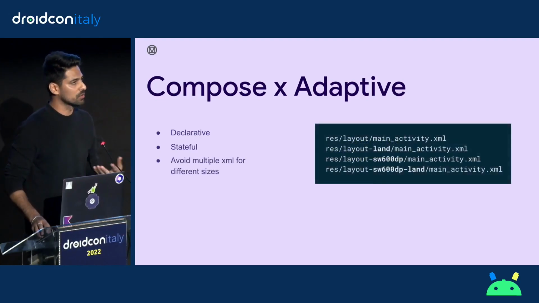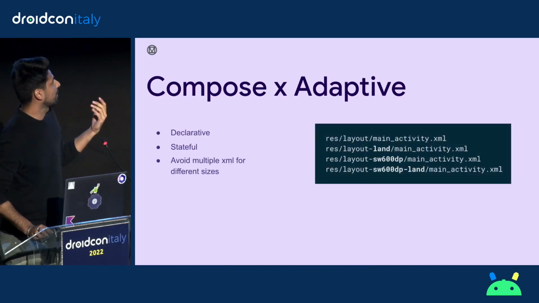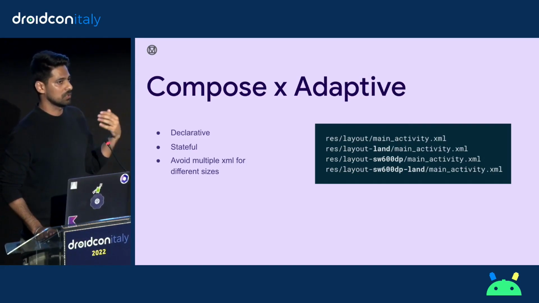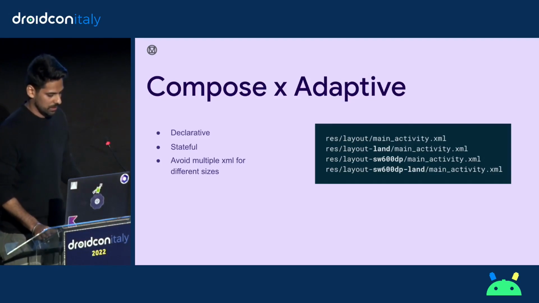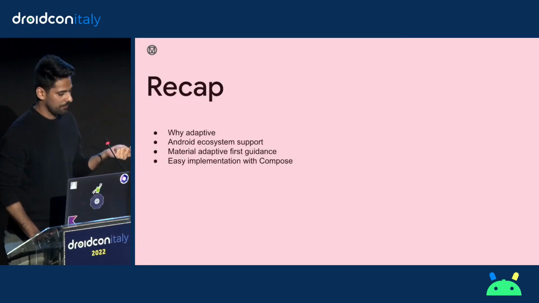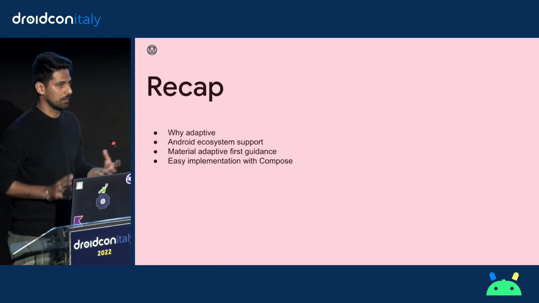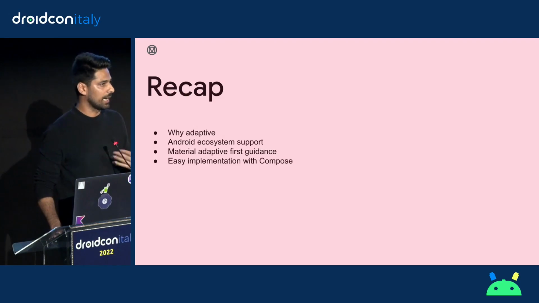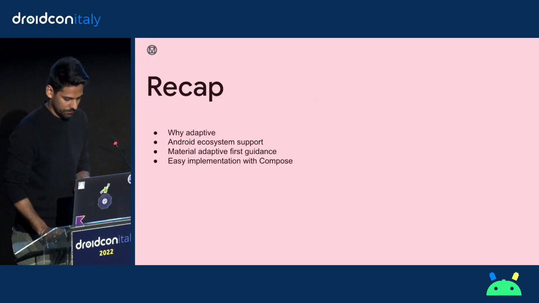And Compose does not use XML, so we do not have to maintain a large amount of XMLs for different screen sizes to keep it updating, which is growing with time. So quickly recapping that, we learned why we have adaptive, and why the Android ecosystem, Material and Compose are providing guidance on making your apps adaptive.